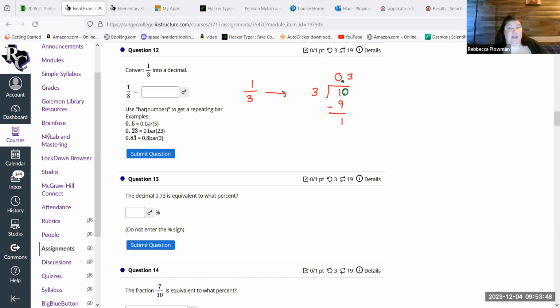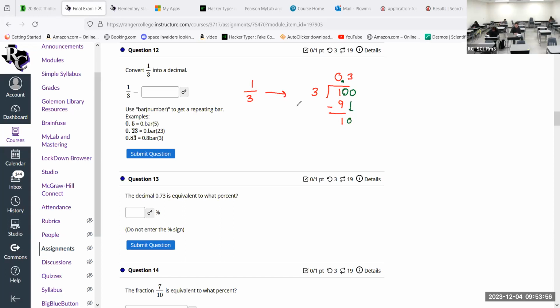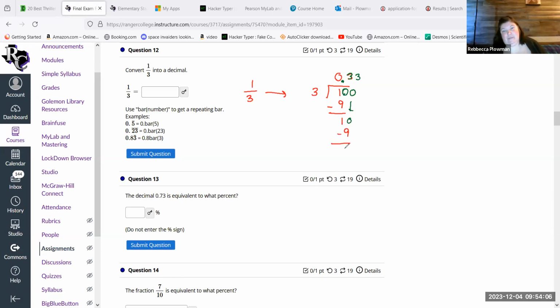Well, because I still have a remainder, all I'm going to do is add another 0 here. It drops down, comes down here. 3 goes into 10 3 times at the least. And we basically keep repeating this over and over again.